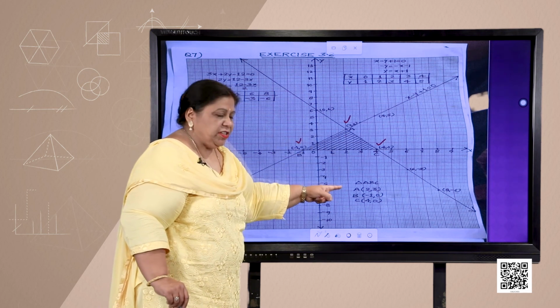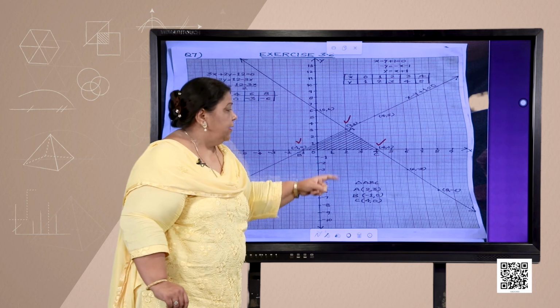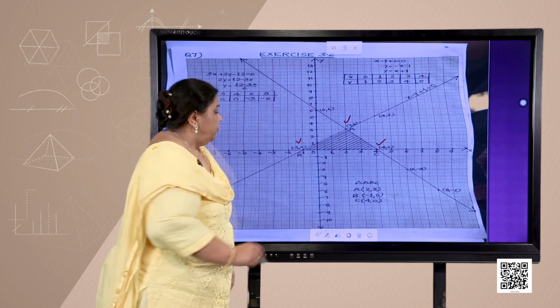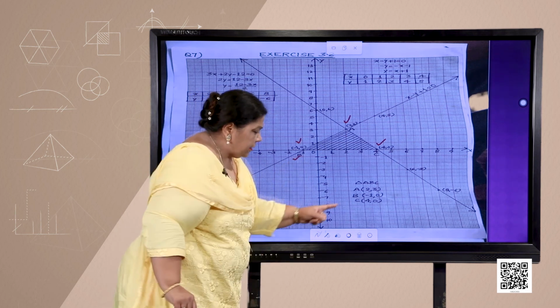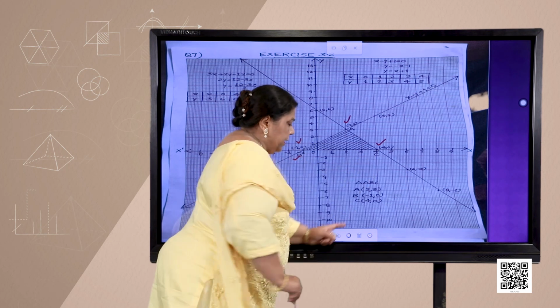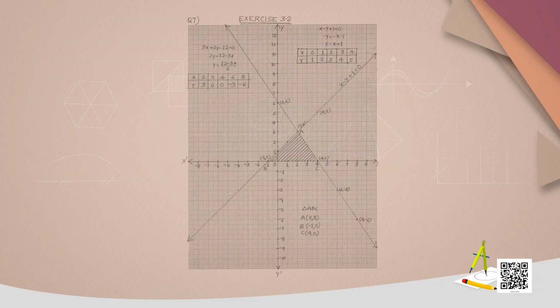We need to also mention the coordinates of these points. What is point A here? It is 2 comma 3. What about point B? It is minus 1 comma 0, and this is our point C. It is 4 comma 0. So, I hope you have understood how to plot the points.